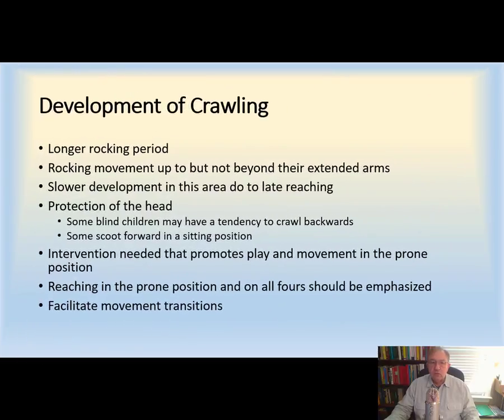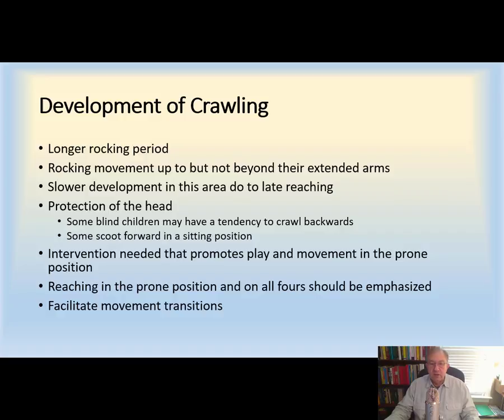So the development of crawling. Blind infants may rock back and forth longer than sighted children on all fours before they actually start to crawl. Sighted children do rock back and forth as well, but they don't do it for as long as blind children. Sighted children will rock forward of their extended arms, going a little beyond their arms, while instead blind children keep their movement up to but not beyond their extended arms. They're more confined to within their base of support.